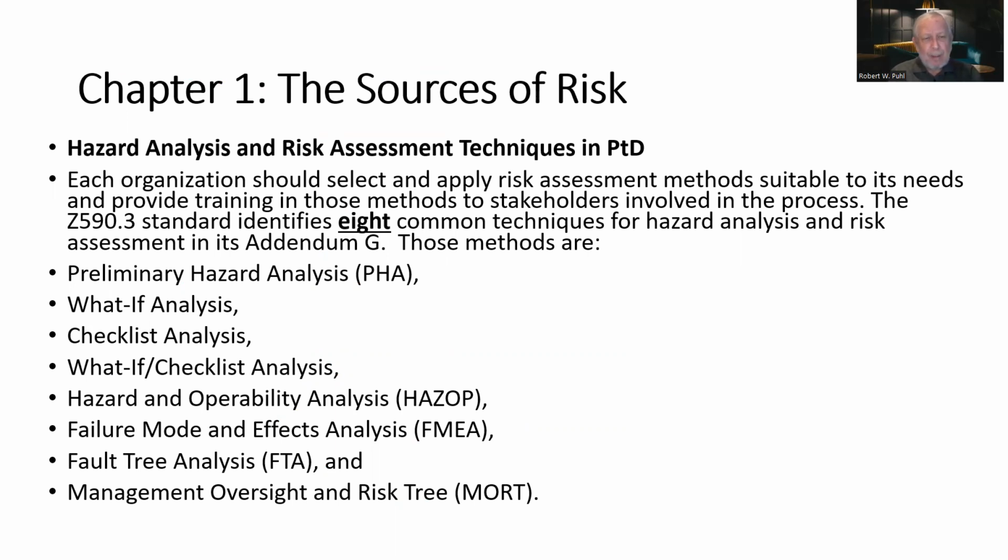Those methods are preliminary hazard analysis. Now, later on, you're going to see PHA as a process hazard analysis when we talk about process safety management. What-if analysis, checklist analysis, what-if checklist analysis, hazard and operability analysis, failure mode and effects analysis, fault tree analysis, and management oversight and risk tree. And they all have little acronyms on them.